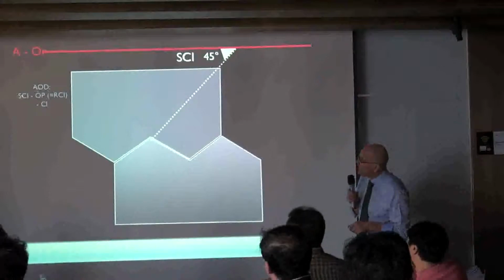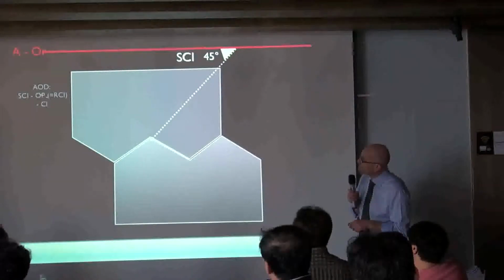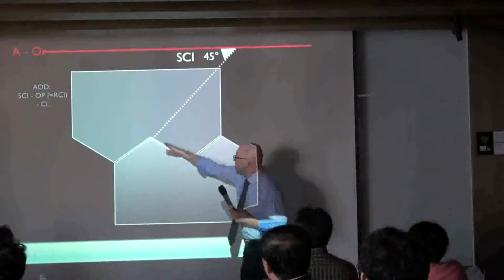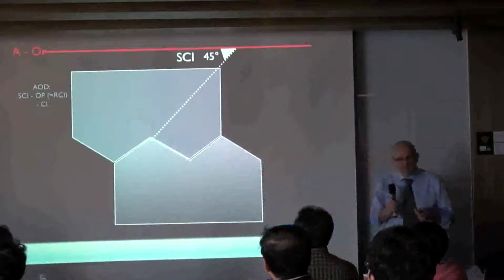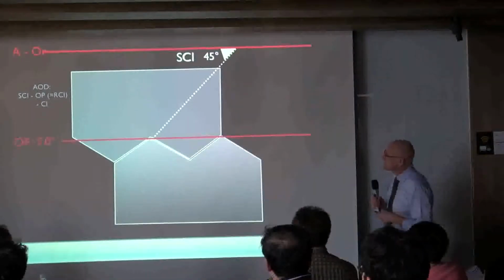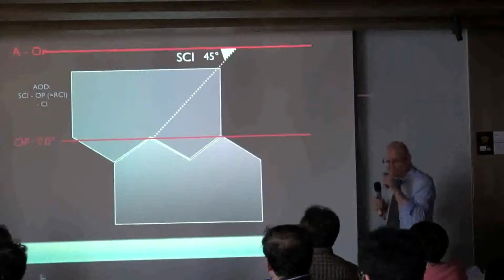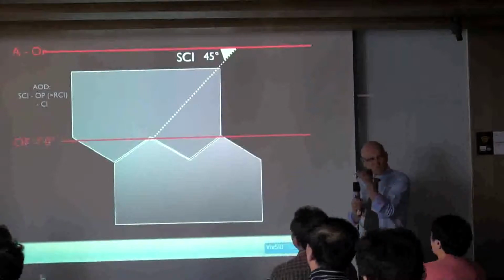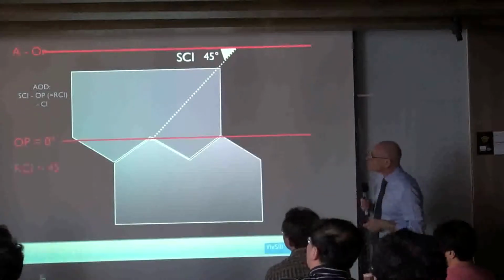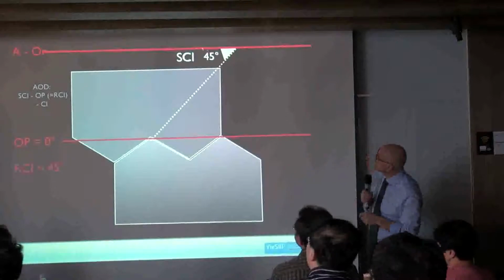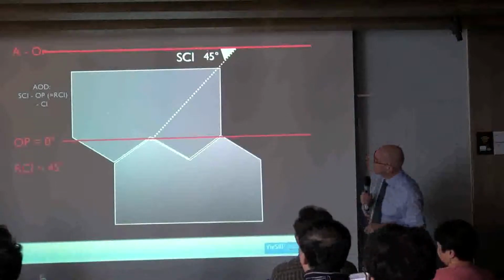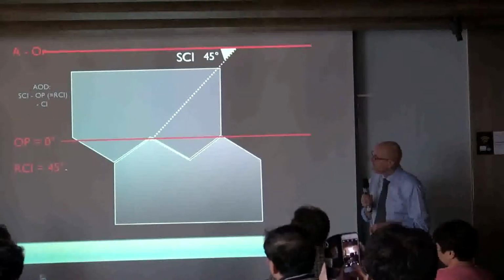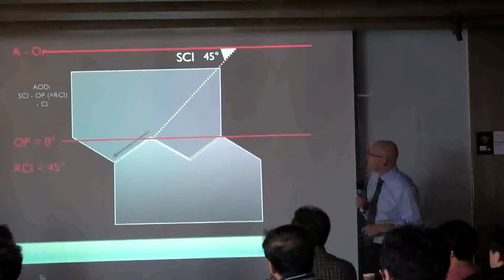Angle of disclusion is sagittal condylar inclination minus occlusal plane minus cusp inclination. So cusp inclination is this, which is the site where we can have interferences. For this example, occlusal plane is 0. Tooth number 6, very straight, very upright. This means sagittal condylar inclination minus occlusal plane is the so-called relative condylar inclination, 45 degrees.